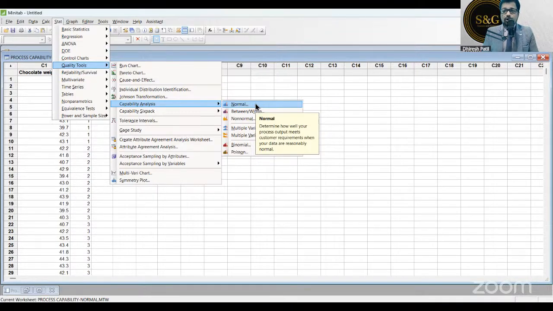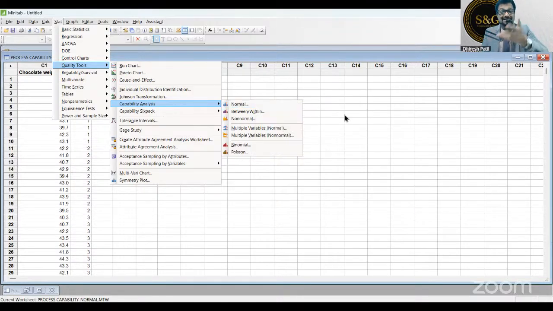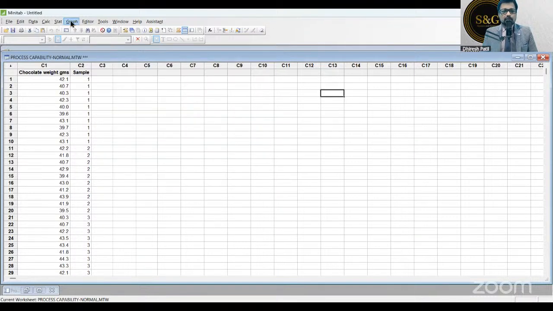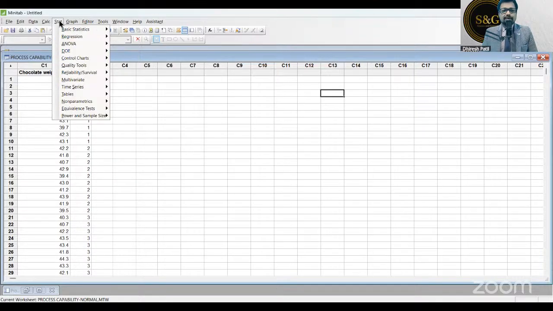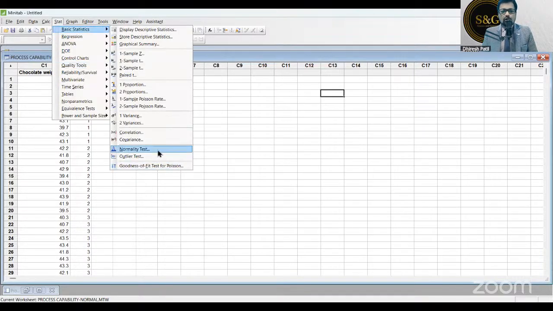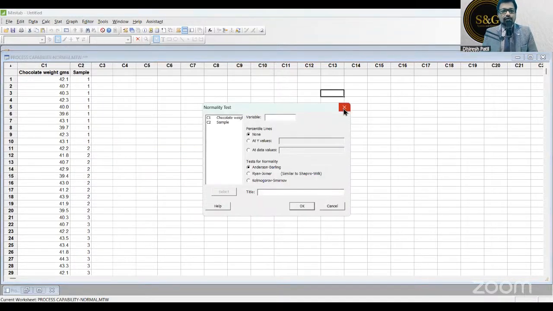What is normal? Normal meaning it is normally distributed data. So before that, we basically check whether it is normally distributed. How do we check? Just before that, let me show you quickly. We can show that with a normality test.